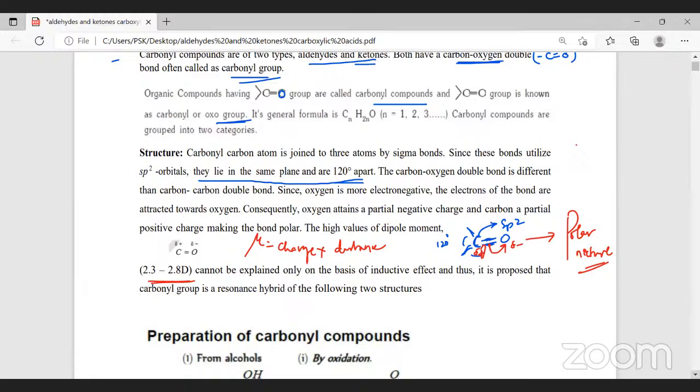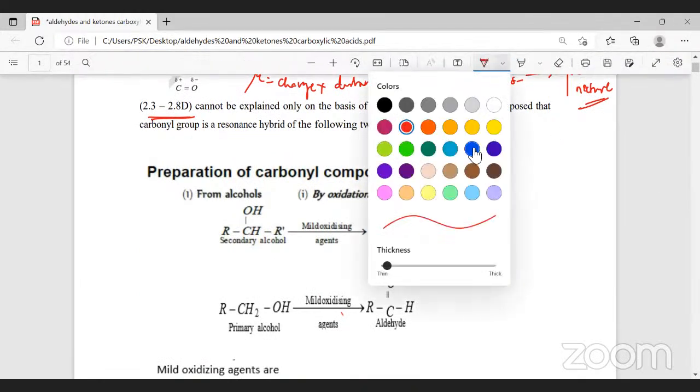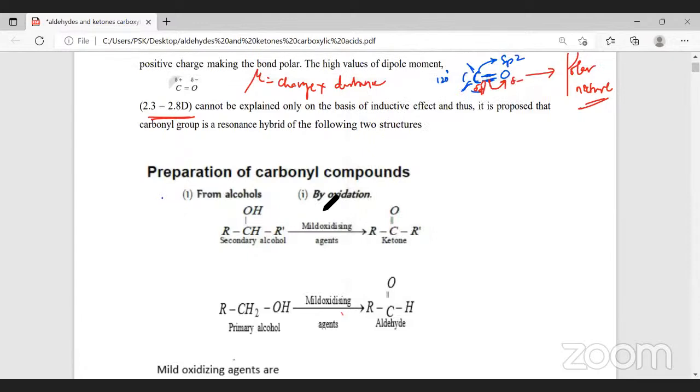Now, preparation of carbonyl compounds. How can we prepare carbonyl compounds? Carbonyl compounds, whether aldehydes or ketones, can be prepared from alcohols by oxidation. So alcohols on oxidation give an aldehyde, or alcohols on oxidation can give a ketone.